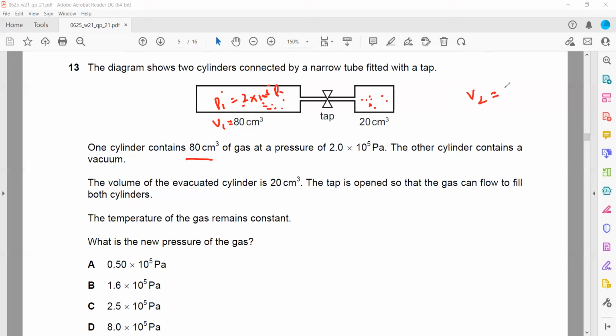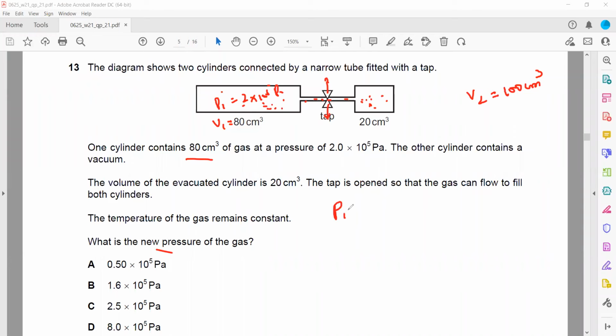80 plus 20, so the final volume will be 100. It's not like all of the gas transferred to the 20 cm cube. The gas occupies both cylinders as we open this tap, so gas particles are present in both cylinders. So the final volume of the gas is equal to 100 cm cube. The temperature does not change. What is the new pressure?